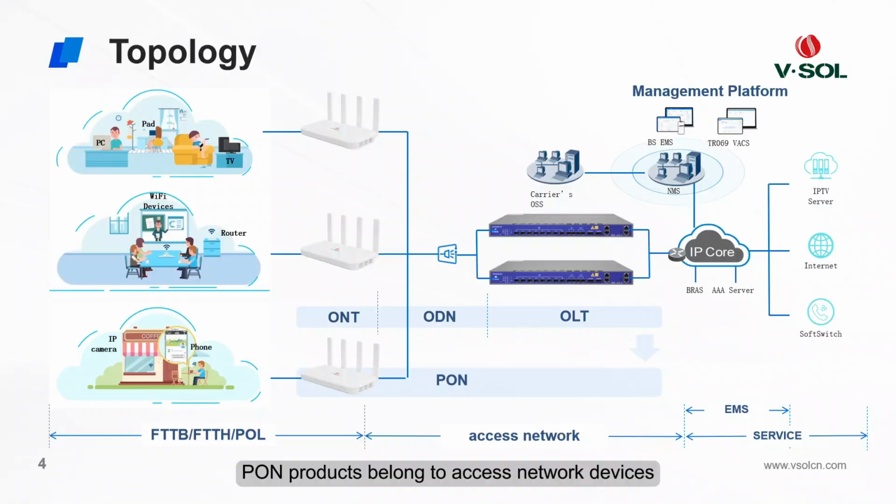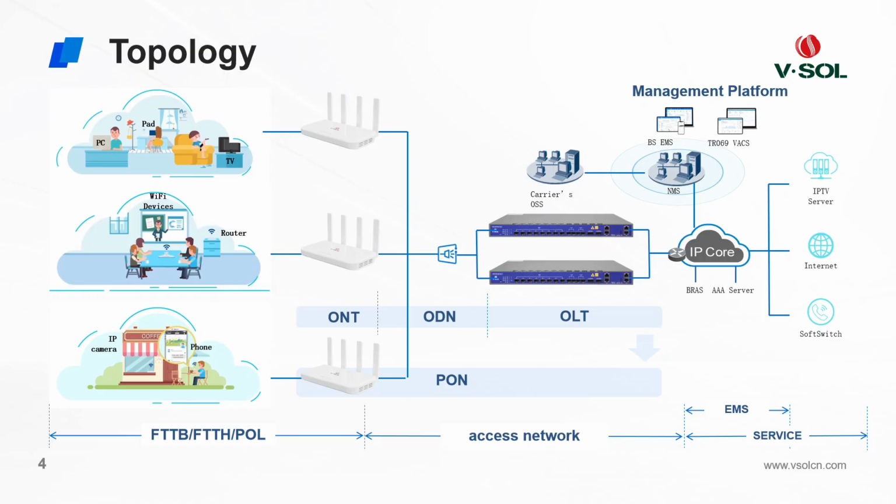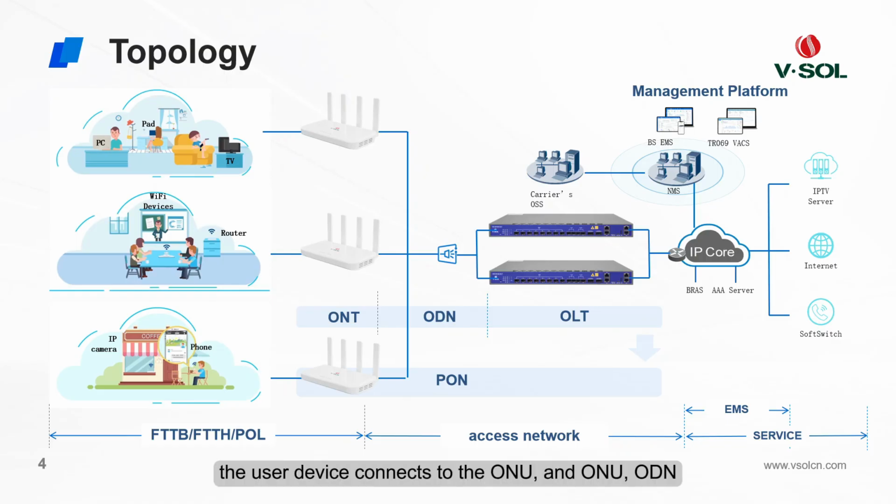PON products belong to access network devices, which connect end users and service providers to achieve Internet, IPTV, voice, and other services. It includes FTTH, FTTB, FTTC, and so on. VSOL products can also be used for online meeting and video surveillance. Take FTTH as an example. The user device connects to the ONU, and ONU, ODN, OLT transmit data between user devices and access switch. In the network, we can deploy management platform for VSOL PON products.